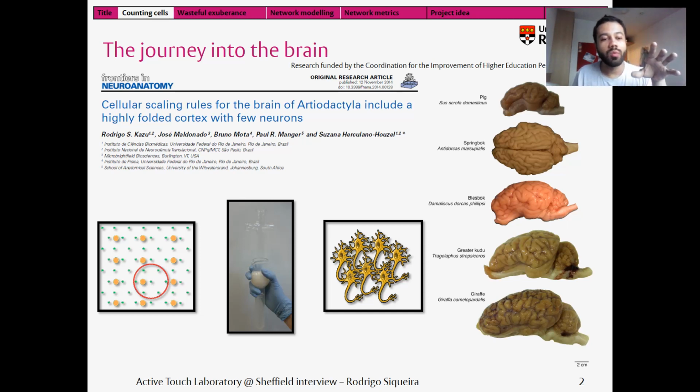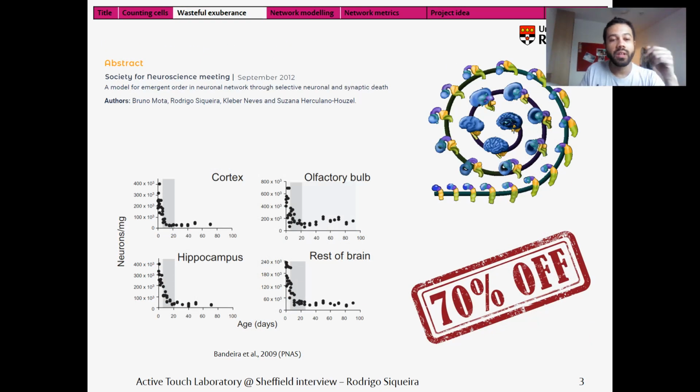So in the laboratory we quantified a very odd phenomenon, which is the loss of neurons after birth in mice. If you look at these graphs that I'm showing you, the x-axis is days after birth and the y-axis is the density of neurons in various regions of the brain. So you can see that in all these regions you have a significant loss that accounts for more or less 70% of the neurons in the structures.